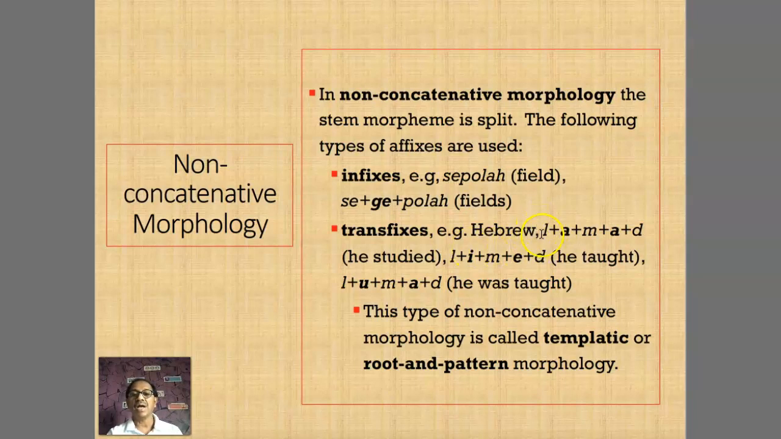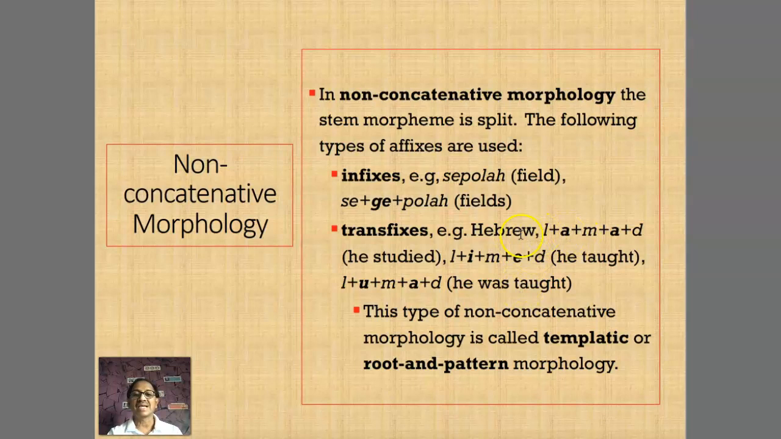What is a transfix? You have l, a, m, a, d. It means he studied, lamad. So you basically have the consonants l, m, and d, and when you change the vowels, the meaning of the word changes. So when you add a and a in between, it means he studied. But if we change the first a to i and the second a to e, it becomes limed, and it means he taught. If we change the a's to u and a, it becomes he was taught.